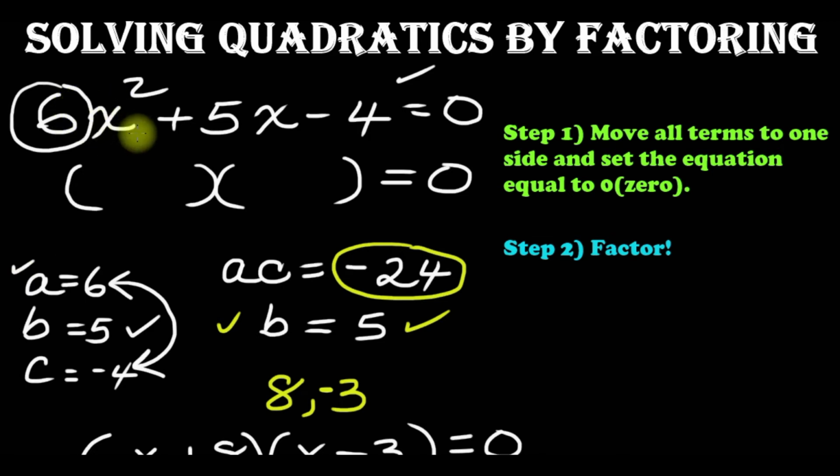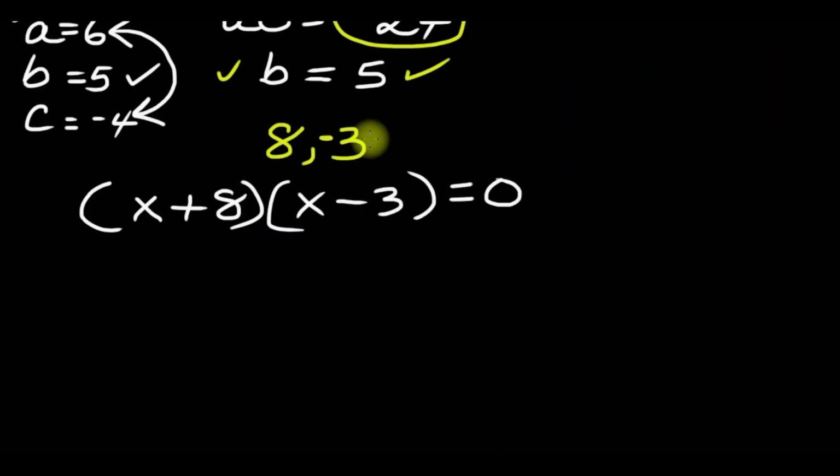So what you have to do, remember that the first time we took 6 times negative 4. That's a times c, and that gives you negative 24. So what we have to do is undo that. We took 6 times negative 4, and now we have to divide back by 6. So we divide by 6.